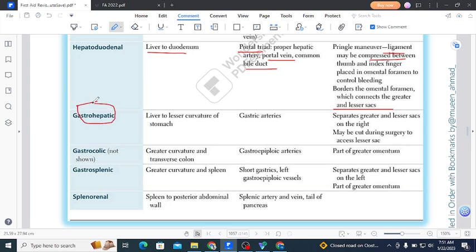The gastrohepatic ligament attaches the liver to the lesser curvature of the stomach. It contains the gastric arteries, the left gastric artery, maybe the esophageal arteries, something like that. We'll see them later on, but it contains the gastric arteries. It separates the greater and lesser sac on the right, and may be cut during surgery to access the lesser sac. The gastrocolic ligament, which is not shown in the picture, is a junction between the greater curvature and the transverse colon. It contains the gastroepiploic arteries.